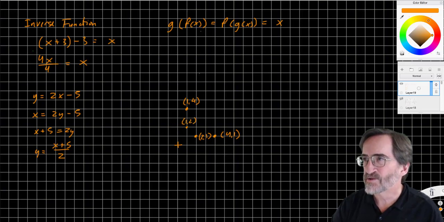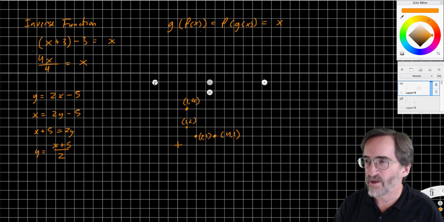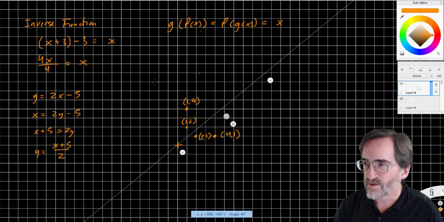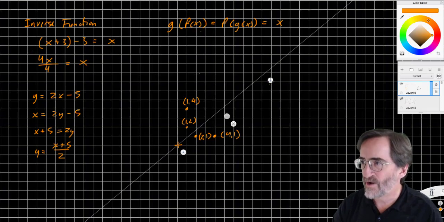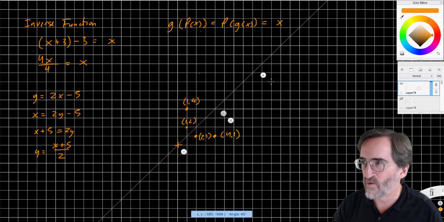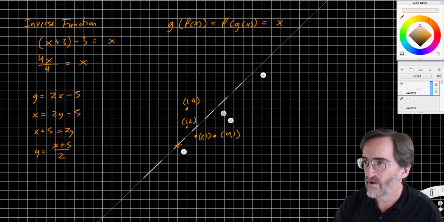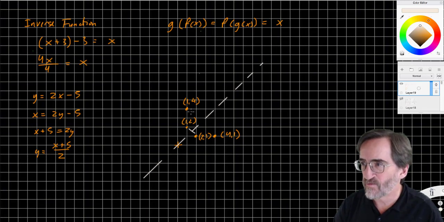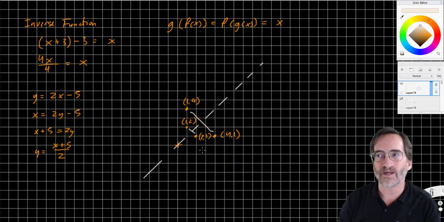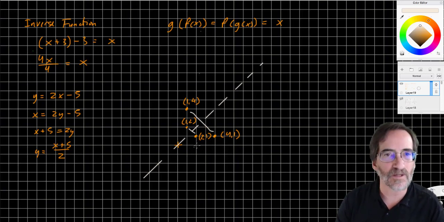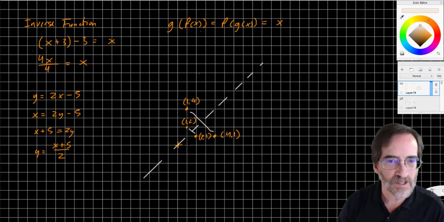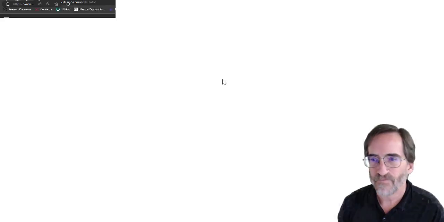Okay, and there's this symmetry that goes on in the graph. If we graph the line y equals x, which is a nice diagonal line, there's symmetry going on. There are matching points perpendicular from each other right across that line. They are reflected across the line. Okay, so let's go to Desmos and play with it a little bit there.